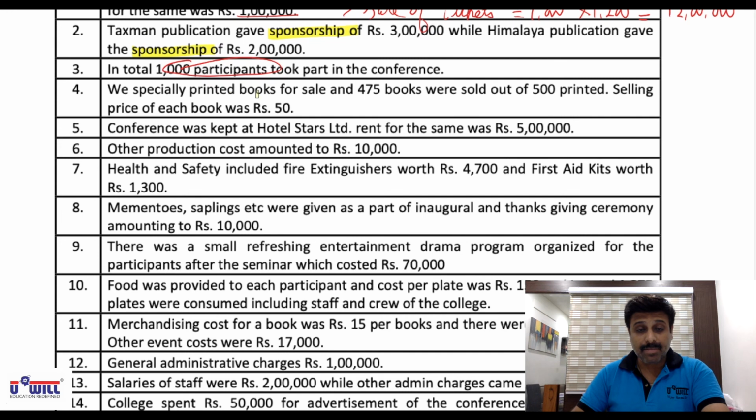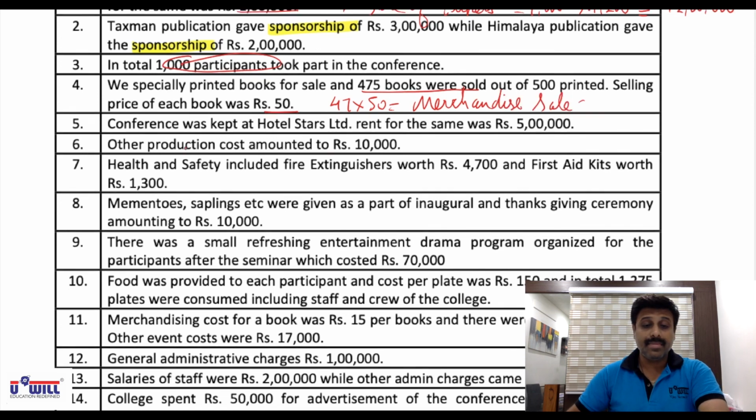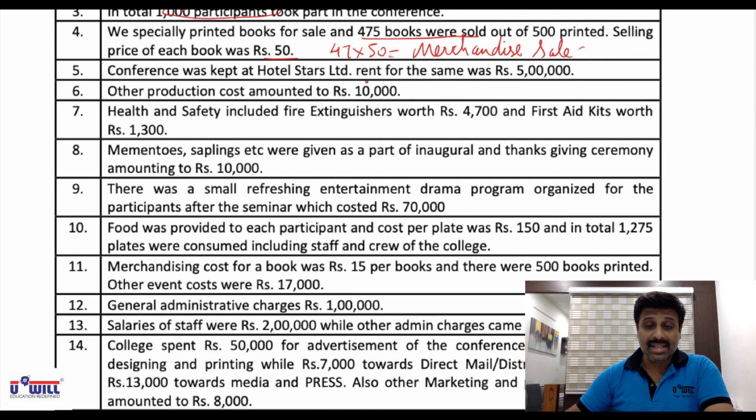Now we specially printed books for sale and 475 books were sold out of 500 printed. Selling price of each book 50. So 475 into 50 will come in sale of merchandise. Conference was kept at Hotel Stars. Rent for the same was 5 lakhs. So this will come in venue or facilities at Hotel Stars. Other production costs will come in other production cost.